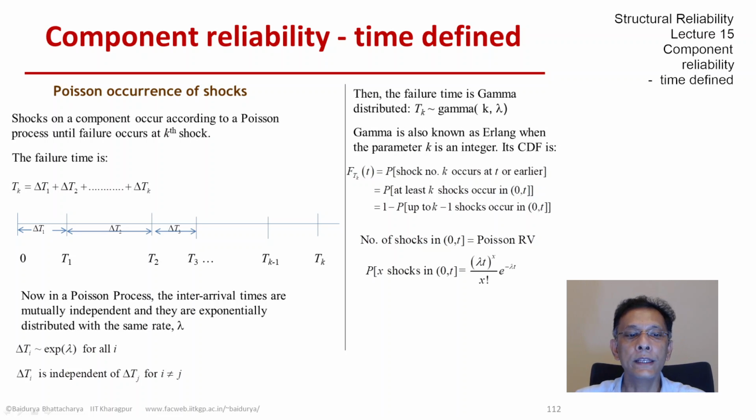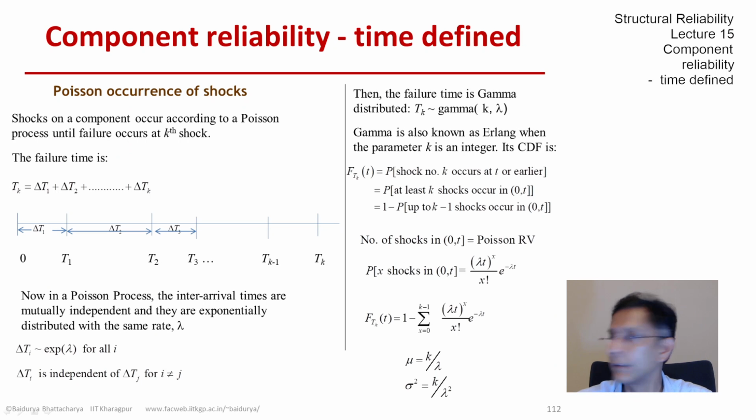So we need to add x from 0 to k minus 1 and subtract that sum from 1. That would give me the gamma, or more specifically the Erlang, CDF. And its mean and variance could be defined in terms of k and lambda, and that's what we have here. The mean is k over lambda and the variance is k over lambda squared.